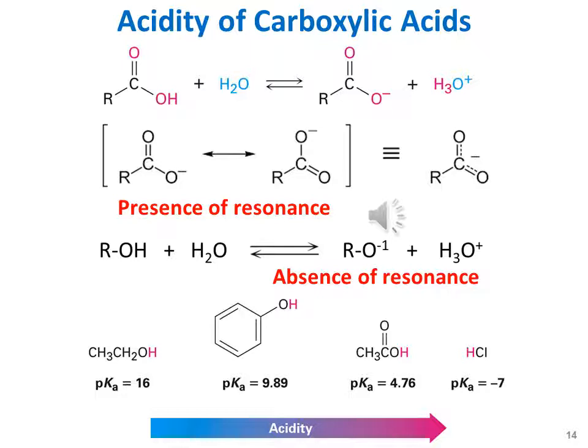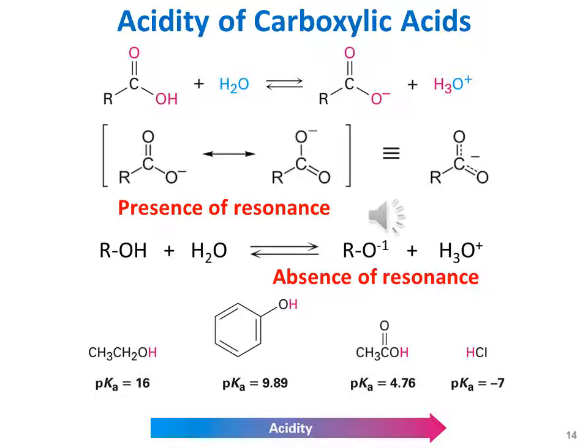So if I compare the acidic strength of acetic acid and phenol: the resulting anion of acetic acid is the acetate ion. In the case of the acetate ion, there are two resonance structures possible, whereas in the case of phenol, when it loses one proton, the resulting phenoxy anion has more than one resonance structure. You may draw it. Then why?